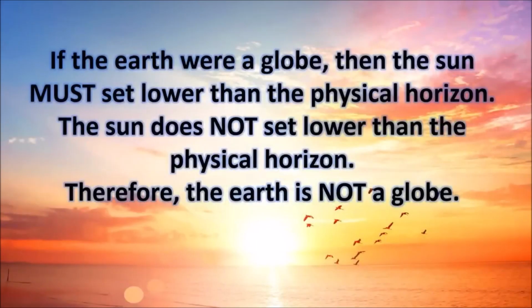If the Earth were a globe, then the sun must set lower than the physical horizon. The sun does not set lower than the physical horizon, therefore, the Earth is not a globe.